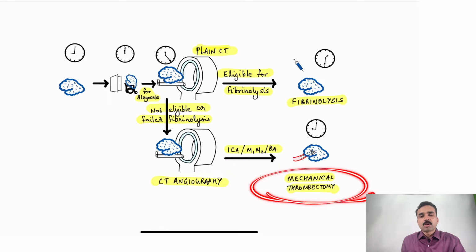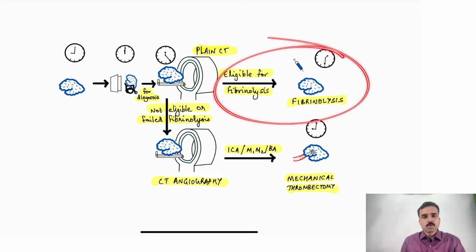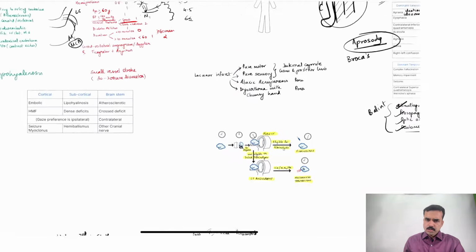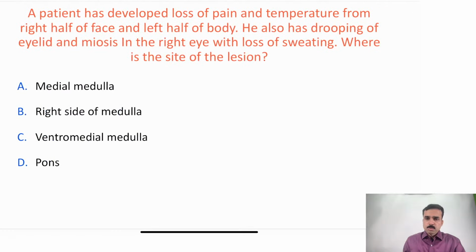Okay, so mechanical thrombectomy within 24 hours you can still do. The thrombolysis window is 4.5 hours. Mechanical thrombectomy is 24 hours. So if a patient arrives outside of the window period, you can still directly offer them mechanical thrombectomy. Okay, so moving on. I hope you guys are all with me.